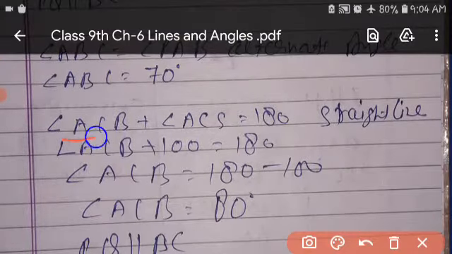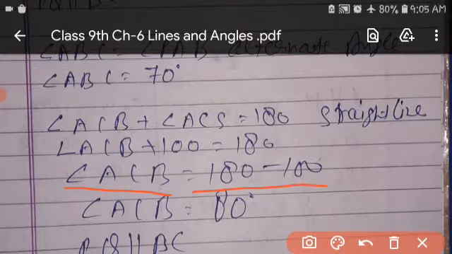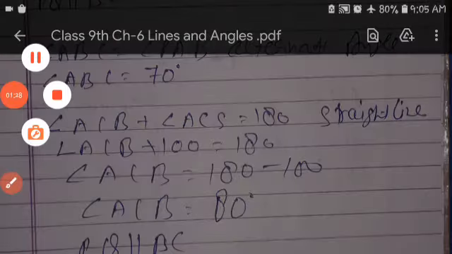Angle ACB plus ACS is equal to 180 degrees. Now ACB plus 100 is equal to 180 degrees. Now angle ACB is equal to 180 minus 100. Angle ACB is equal to 80 degrees.